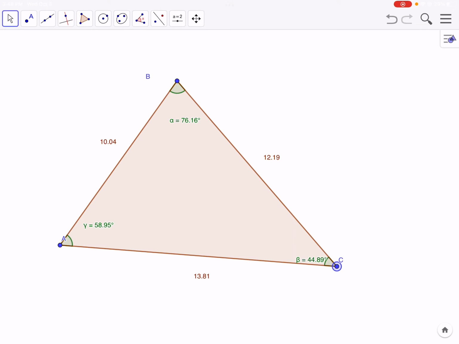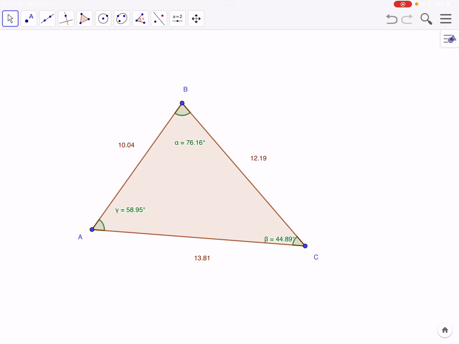But what else do you notice? All three angles are different. What else do you notice? I just told you. All three sides are different. Look at the angles. The angles are also different. So for a scalene triangle, you can actually tell that it's scalene if you know the angles. If all three angles are different sizes, then all three sides will have to be different sizes. This is only true for triangles, guys.